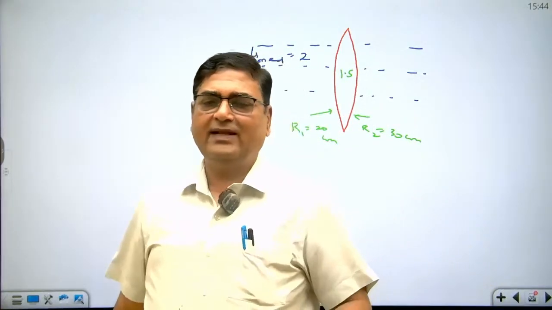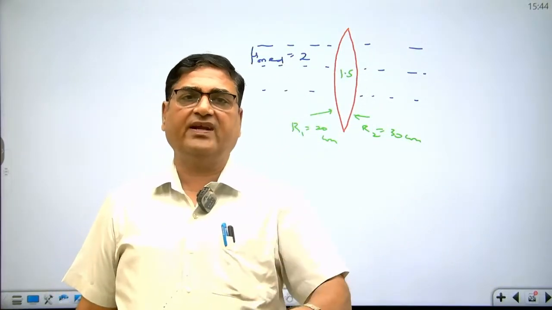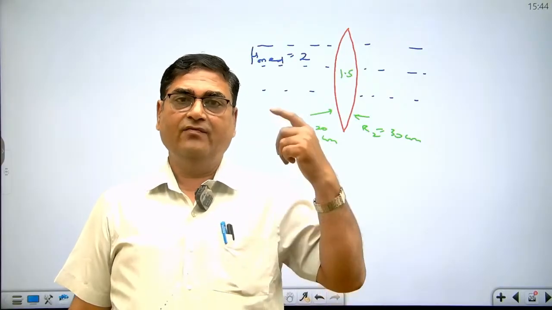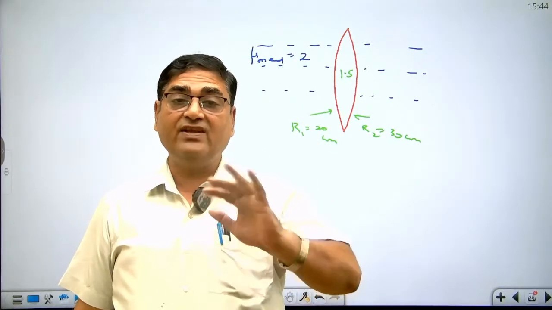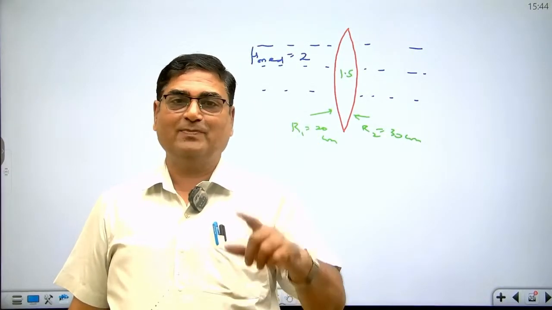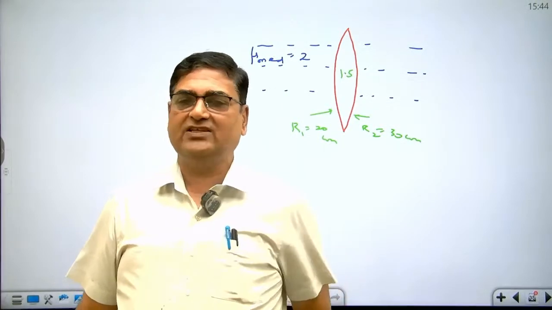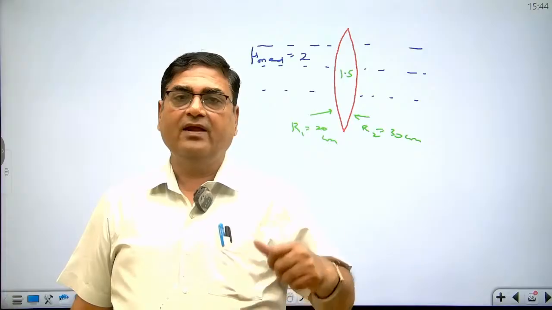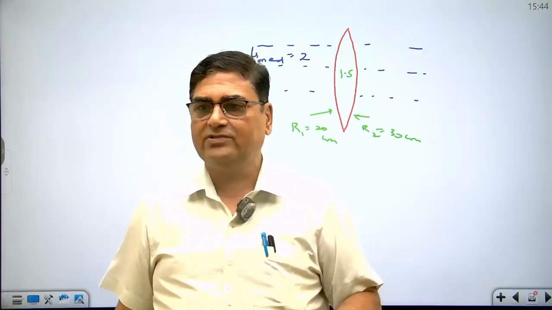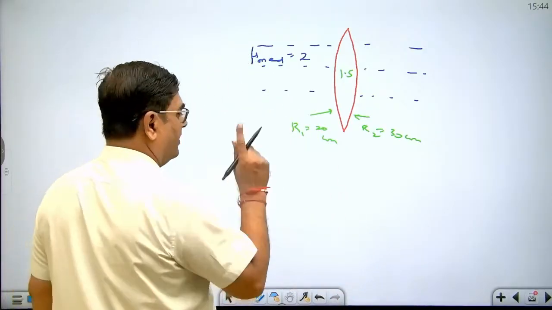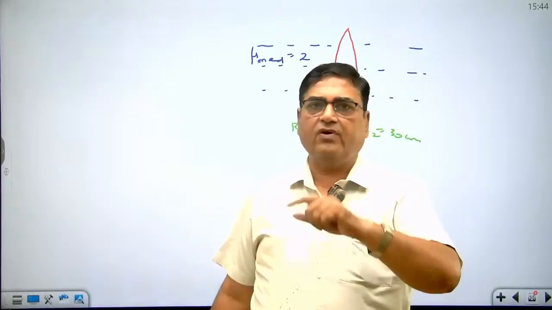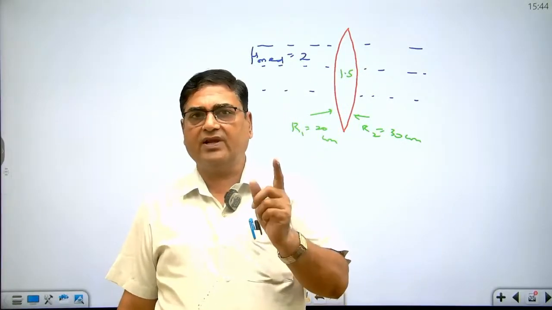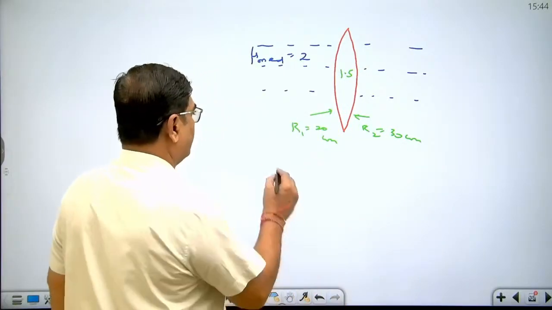You will find that when the lens is kept in a medium of refractive index more than the lens material, focal length will increase. Focal length always increases, okay, power decreases. But in this case, the nature of the lens will also change. Earlier the lens was behaving as a convex lens. Now you will find the lens will start behaving as a concave lens, okay. Let's see. Always remember, focal length of a convex lens is positive and focal length of a concave lens is negative. Let's see the solution.